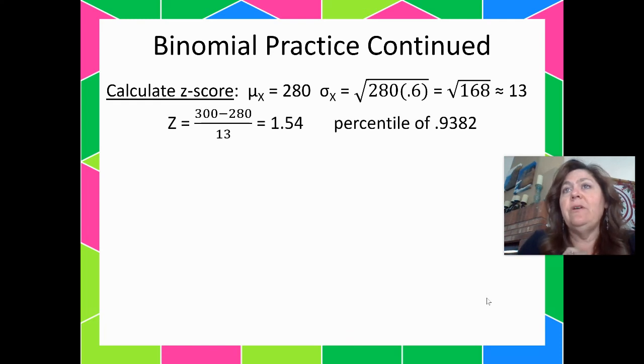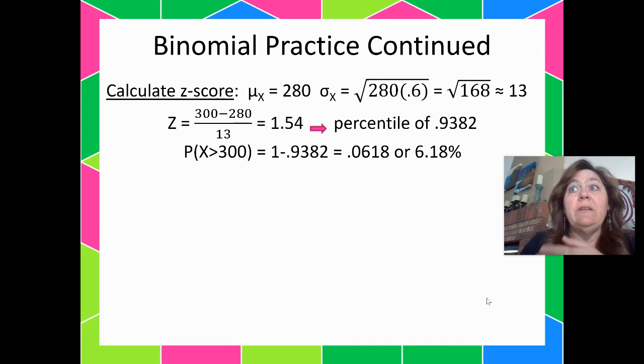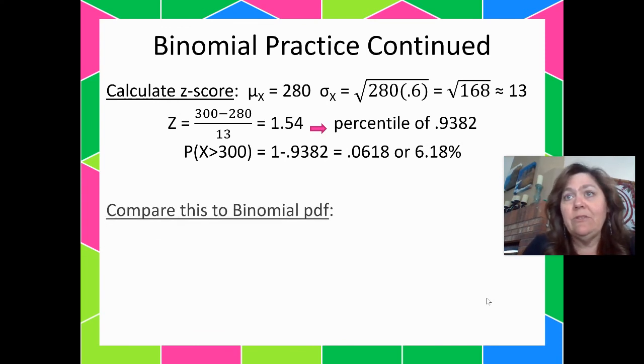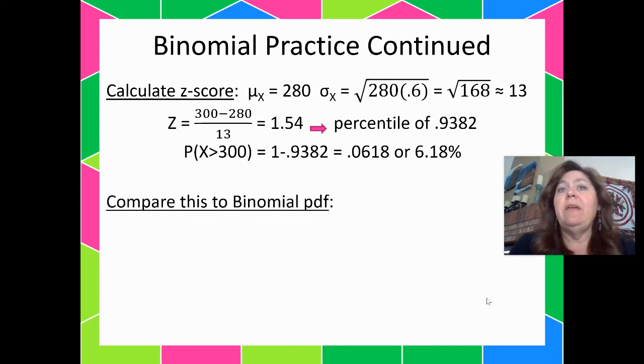So there's your x minus mean divided by standard deviation. That goes to 0.9382, but because I wanted 300 or more, that's going to the right, so I need to subtract that from 1. And I get a 6.18% chance. And remember, then your final step will be to write that in context. Please change your decimal to a percent and then put it in context.